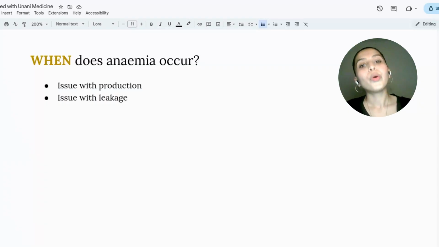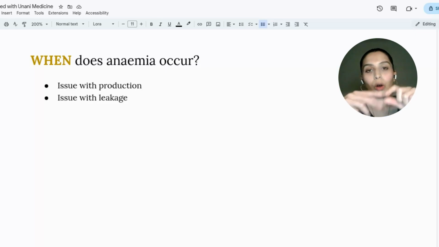Now we've come to, when does anemia occur? So earlier we mentioned four things: nutrient deficiencies, inflammation, infection, chronic disease, and there are a few more instances where anemia can occur. But for the sake of the video and simplicity, I want you to remember two things. Anemia occurs when there is either an issue with the production or an issue with leakage.